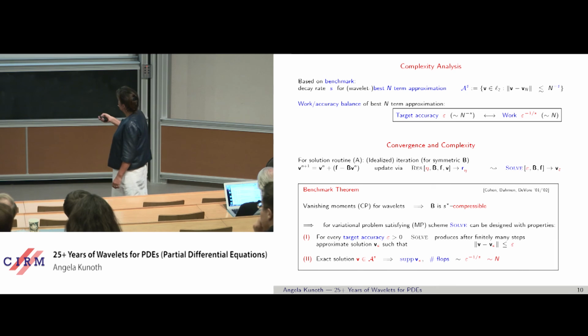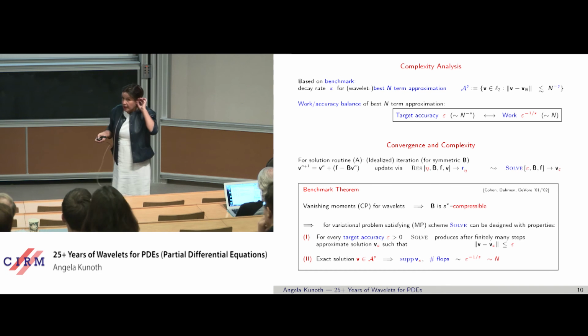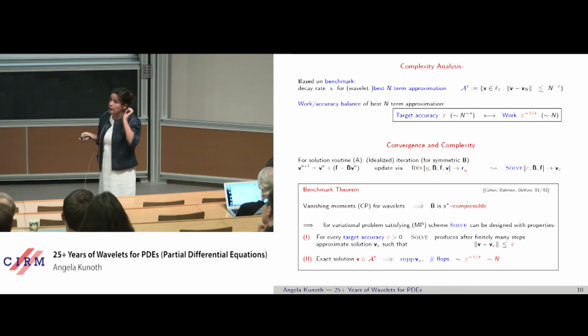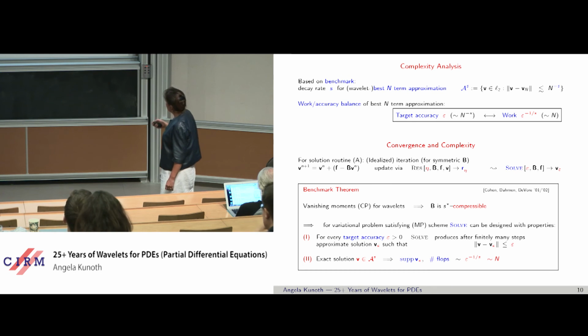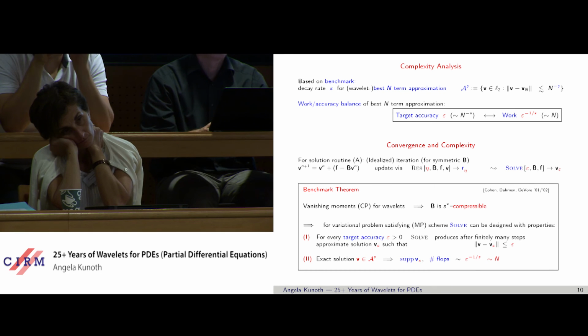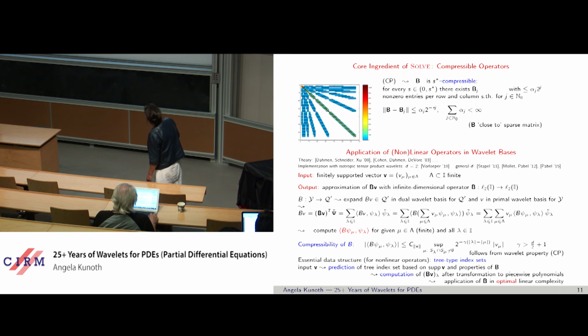And this is a situation where the vanishing moments of the wavelet essentially come in. I mentioned before that this is a very important property. So with this infinite dimensional operator, you can show that it is compressible, and then you can design solution schemes that achieve your accuracy epsilon for every epsilon, and that also, if your solution is in a particular space that has decay s for the wavelet best n-term approximation, you also have optimal complexity.